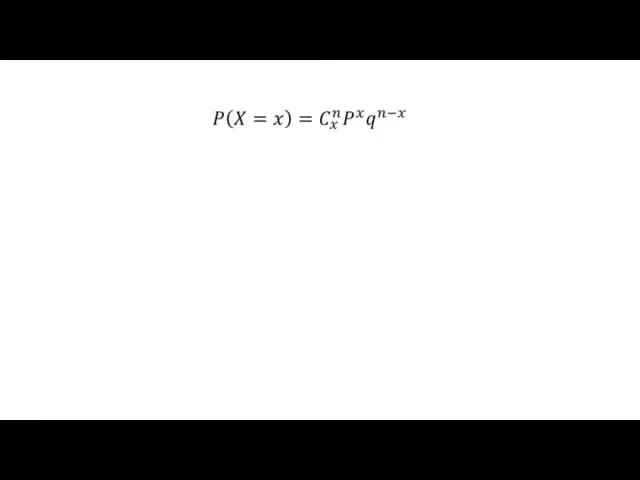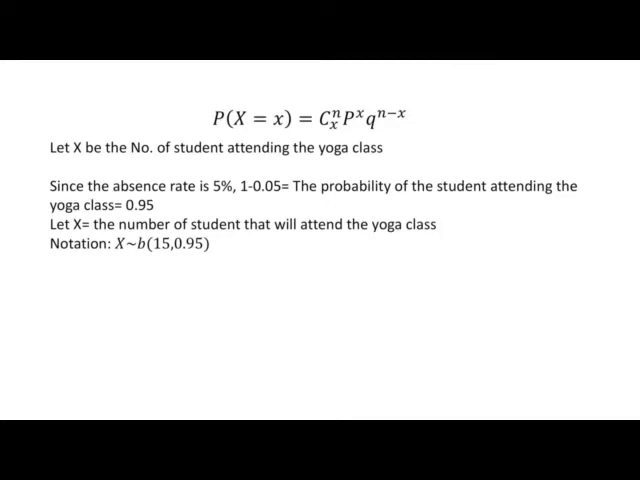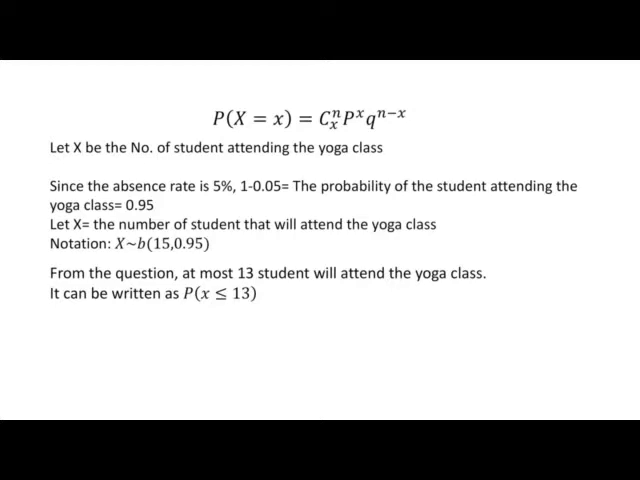So we let x be the number of students attending the yoga class. And since the absence rate is 5%, 1 minus 5% would be the probability of the student attending the yoga class, which is 0.95. From the question, at most 13 students will attend the yoga class. So it can be written as x is smaller or equal to 13.